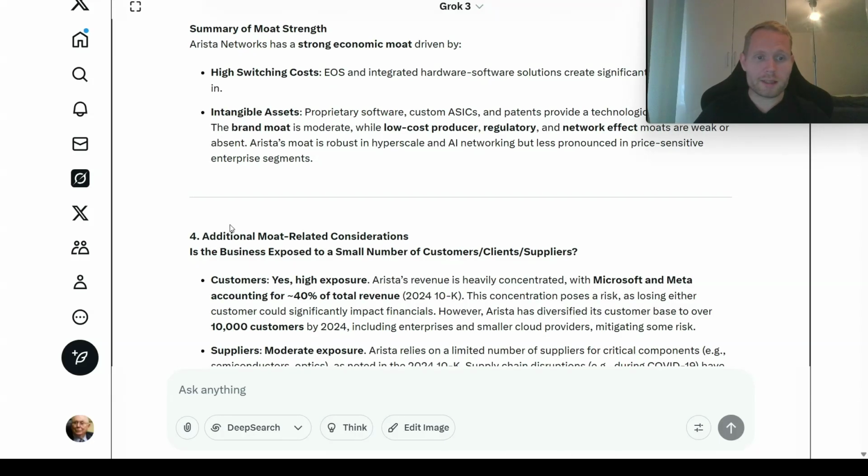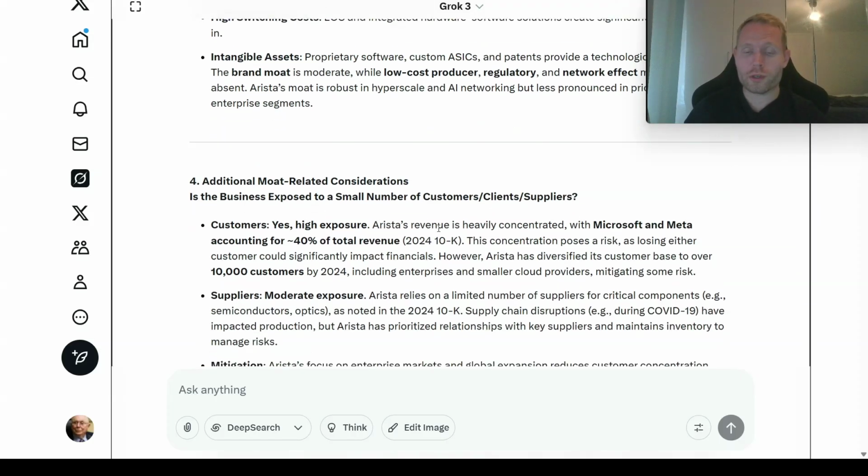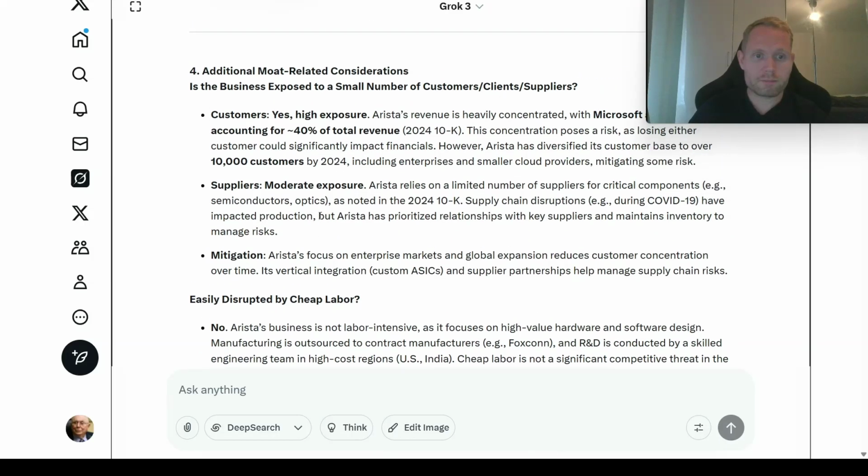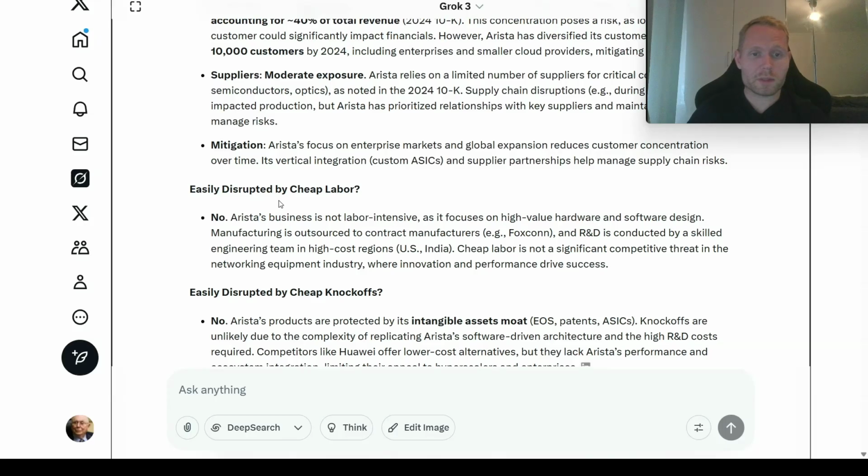So to answer the questions we had: is the business exposed to a small number of customers, clients, suppliers? Customers, yes, high exposure. And here we can see Microsoft and Meta accounting for 40% of total revenue. That's a lot. This is obviously a risk. They are diversifying their customer base to over 10,000 customers by 2024. Suppliers, that's moderate exposure. They have a limited number of suppliers for critical components, semiconductors, optics. Supply chain disruption has impacted production, and it could very well impact production now that we're seeing Trump's tariff wars against China.